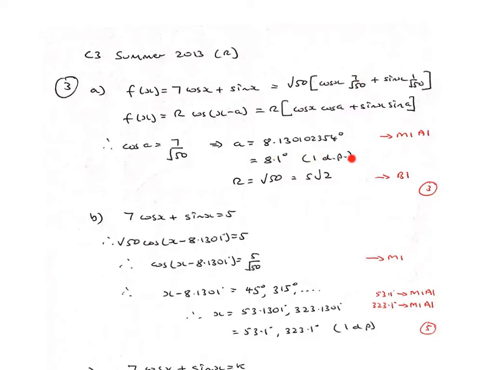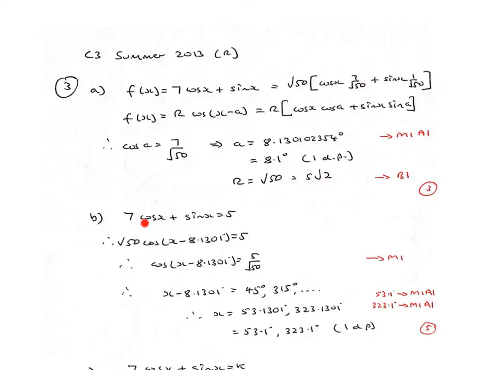We need to find the exact value of r, so 7 squared plus 1 squared, take the square root, that's root 50. So that's root 50 or 5 root 2, either answer is acceptable. And we have to give a to one decimal place, that's 8.1 degrees.